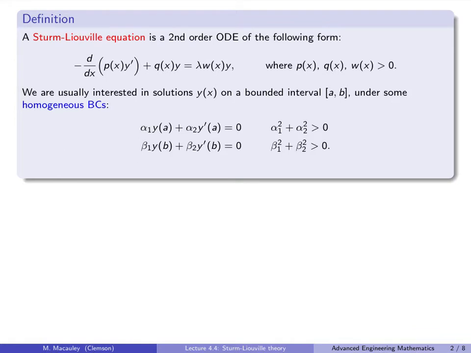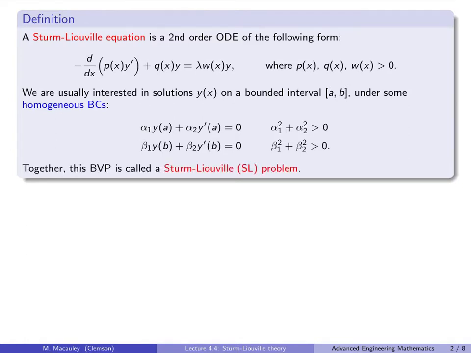So this is just like what we saw in the previous lecture. So this is alpha_1 y(a) plus alpha_2 y'(a) equals 0, and beta_1 y(b) plus beta_2 y'(b) equals 0, homogeneous because of these zeros. And these technical conditions, the sum of the squares of the alpha_i's and the beta_i's being positive, that's just another way to say that not both of the alphas are 0 and not both of the betas are 0. Otherwise, we have 0 equals 0. That doesn't tell us anything.